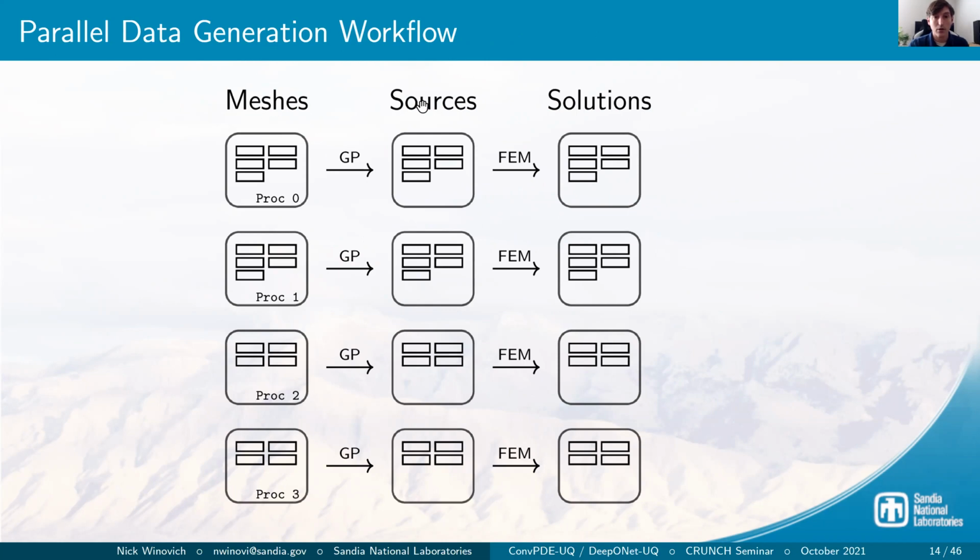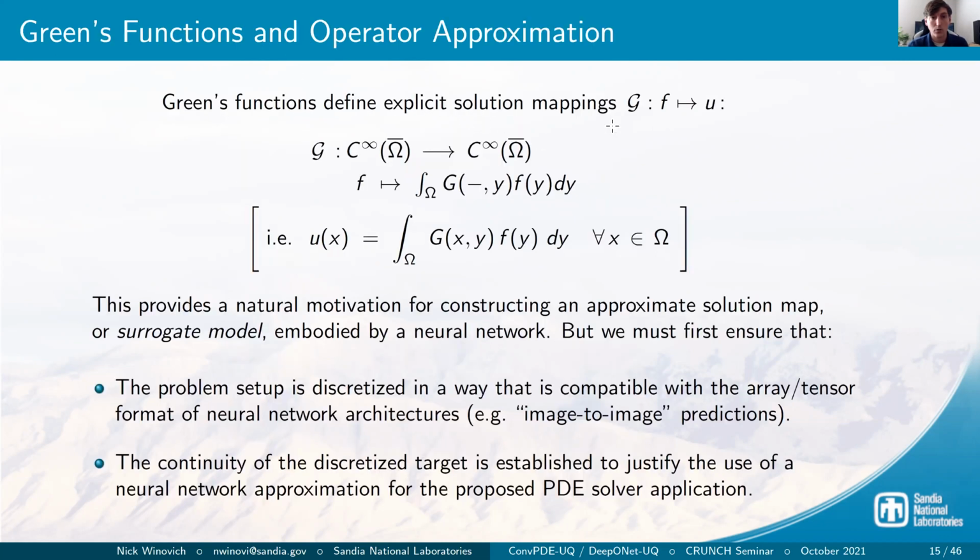So we have our meshes, our sources, and our solutions, and we want to provide our neural network with information about the meshes and source terms and predict the solutions. But to motivate this or to justify this, my original inspiration to use convolutional networks comes from the idea of the existence of Green's functions.